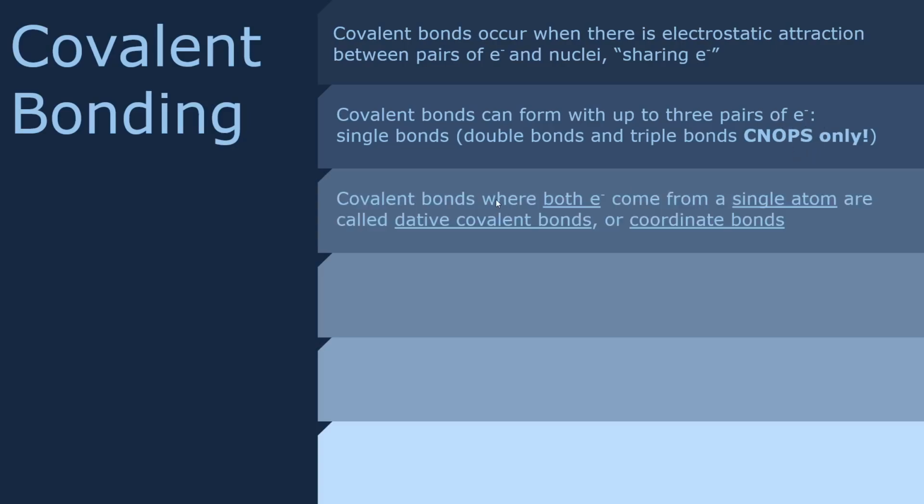Covalent bonds where both electrons come from a single atom are called dative covalent bonds, or coordinate bonds.